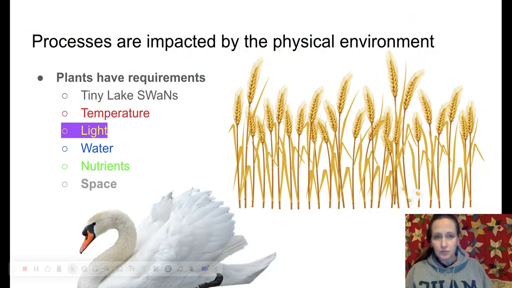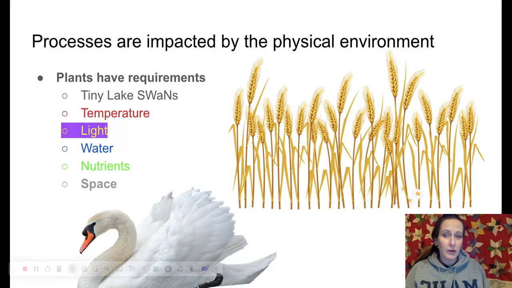So let's do this. We are learning about processes. So agricultural processes are impacted by the physical environment, right? Not rocket science. Like, it's going to be different to try to grow an apple tree in a desert or in Antarctica as opposed to your backyard in New Jersey, right?